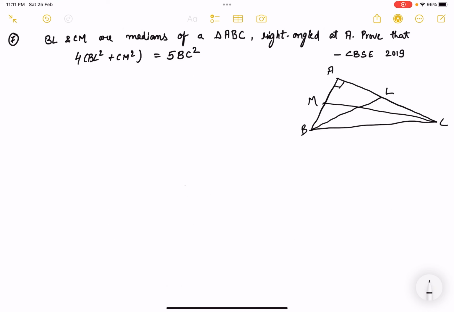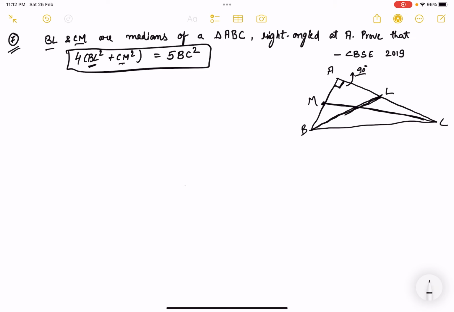Welcome student. Let's take the 7th example on Pythagoras theorem. In this question, BL and CM are the medians. So this is BL and this is CM. These are the medians of a triangle ABC, which is right angled at A, and we have to prove this. So again, as squares are involved, we will apply Pythagoras theorem. Also, this angle is 90 degree, so obviously we can apply Pythagoras theorem.